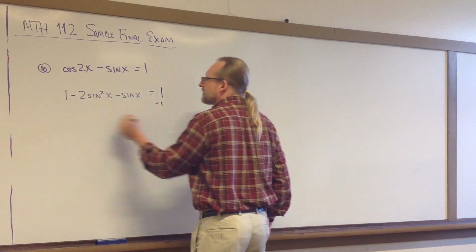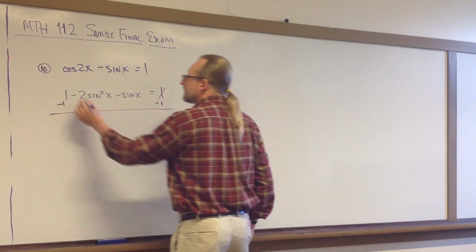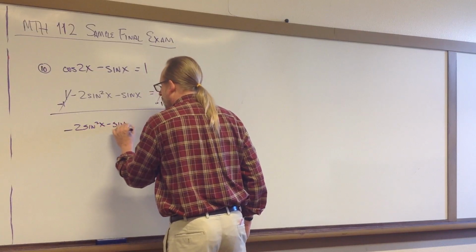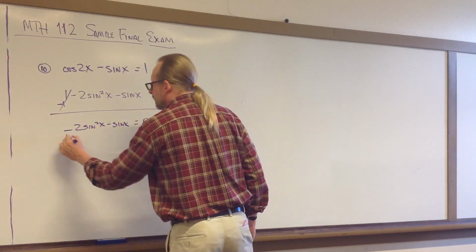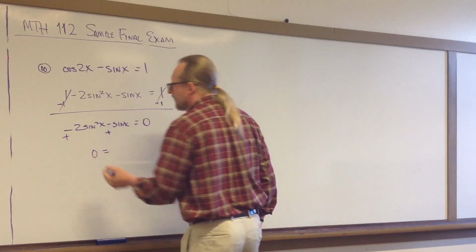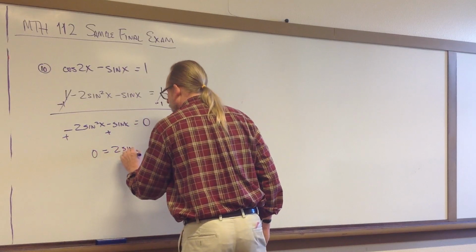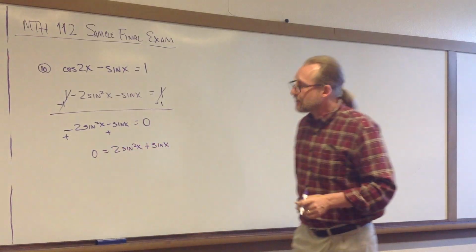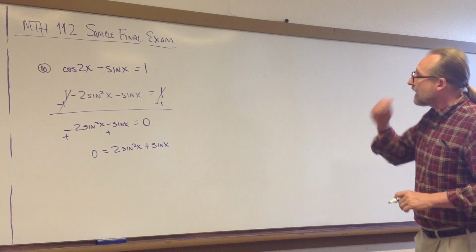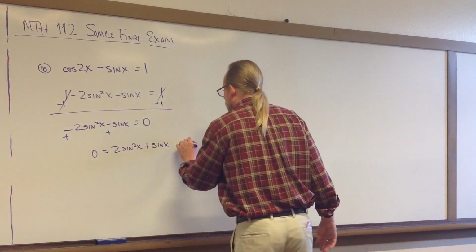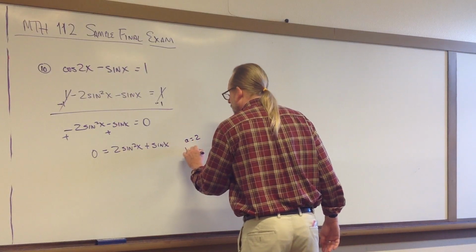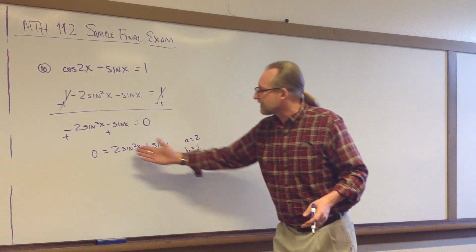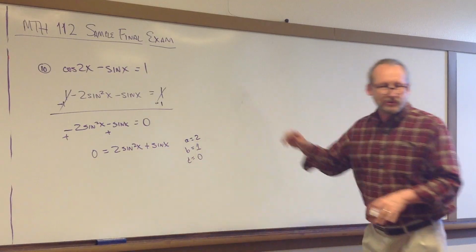So let's see, I'll subtract 1 on both sides. Those cancel each other out. And then I'll move these to the other side. You don't really have to do that, but I find it less confusing to at least have the leading coefficient be positive. Okay, so we can run this through the quadratic with a equal to 2, b equal to 1, and c equal to 0. You can also factor the sine out. Okay, I'll do that in 1 sec.